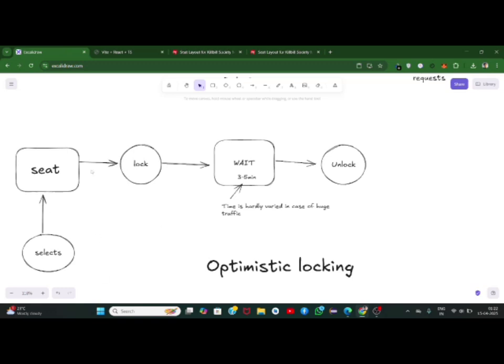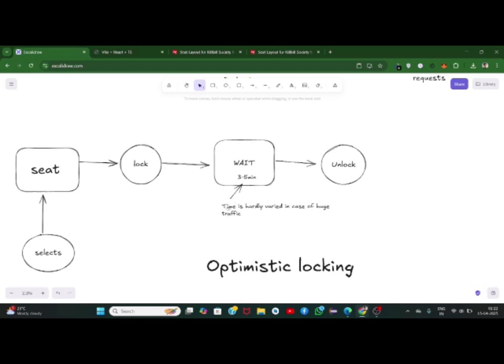Whenever a customer tries to select a resource, here the resource is a seat, in optimistic locking the seat gets locked for a particular period of time. On BookMyShow, the time varies from 3 to 5 minutes. When the time gets exhausted, if the seat is confirmed, I mean the user has paid, then the seat gets locked permanently. But if it hasn't been confirmed, then it gets unlocked. This is the process of optimistic locking.